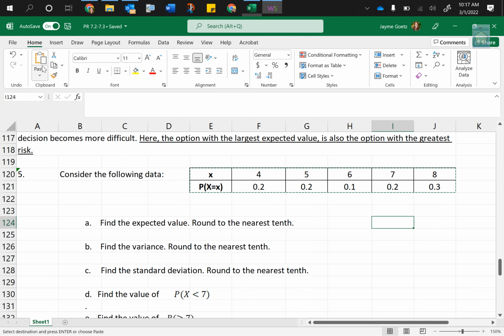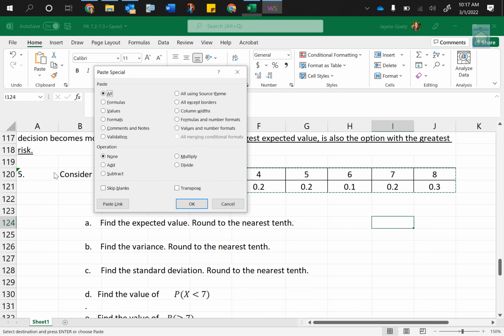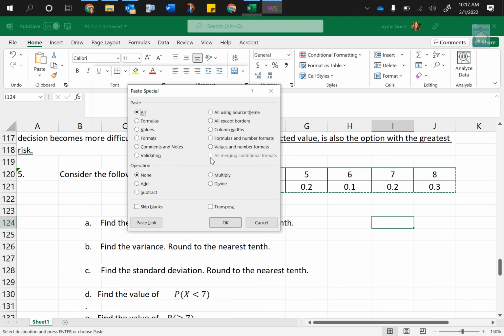You're going to come up here to where it says paste. Look up here on the home tab, and you see how there's a little drop-down arrow? I want you to click that drop-down arrow, and you're going to come all the way down to the bottom and click on Paste Special. It's going to pop up this little dialog box, which is really nice. And you're going to come down here and click on Transpose.